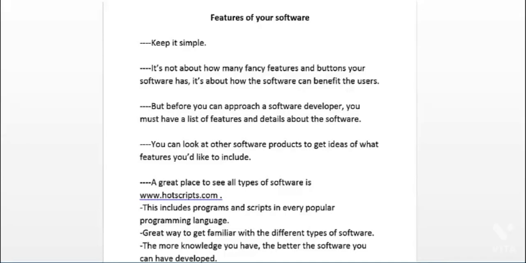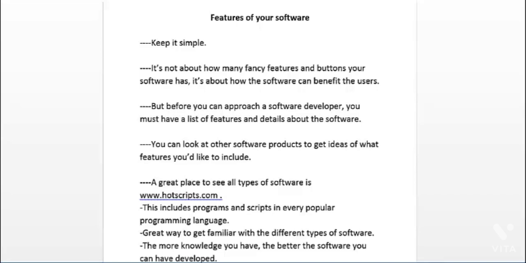Alright, so let's talk about coming up with a list of features and details of what your software is going to include. You've got to remember to keep it simple though, because it's not about how many fancy features and buttons your software has. It's about how the software can benefit the user. Because sometimes it's the most simple software that can become a best selling product.